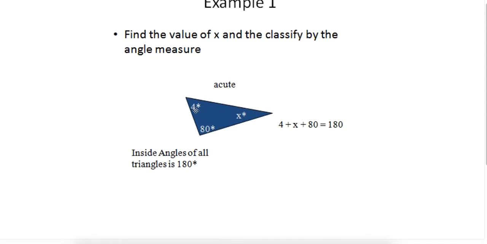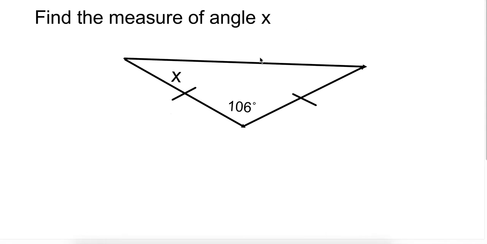So if I have a 4 degree, an x degree, and an 80 degree, I can add them up to get 180, and I can find, using algebra, what x is. So if I look at something like this, the side opposite is its angle. So this side goes with this angle. Well, if this angle's x and these two sides are the same, then this angle over here would also be x.